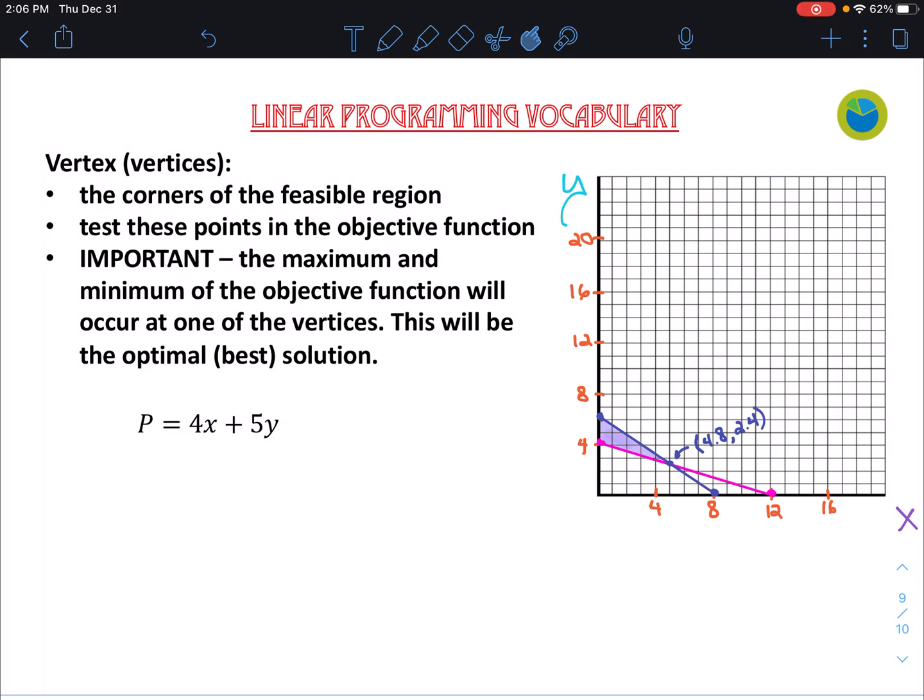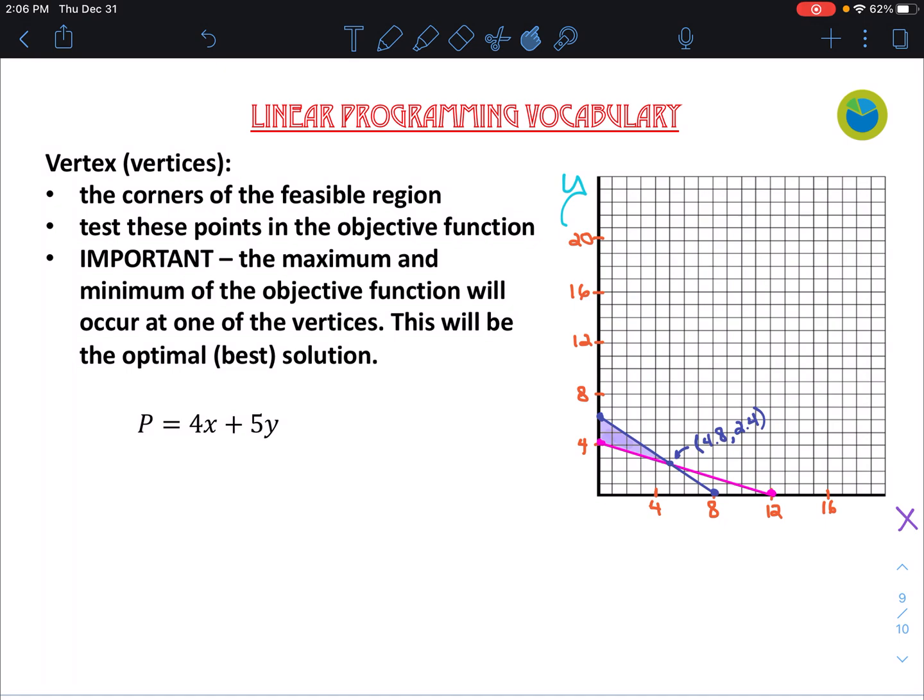The nice thing about this property is that the corners, or the vertices, will always give the maximum or minimum. Now I don't have to test all those points in that purple region. I can just test those 3 points that form the vertices of my feasible region. So this means your optimal or best solution will occur at one of those points.